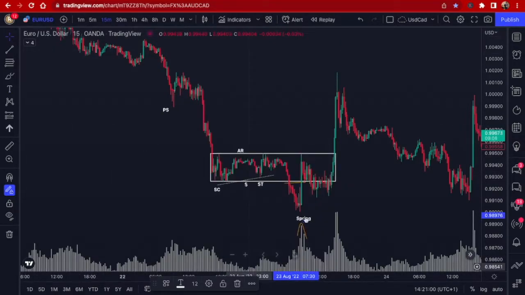Cool. Now after the spring, what we're looking for is the test. Sometimes you're going to get the sign of strength before the test. Sometimes you're going to get the test before the sign of strength. In this example, this high doesn't break this high, so we do not have our change of character yet. I'm not looking to take any trade positions, but we do clearly have our test.